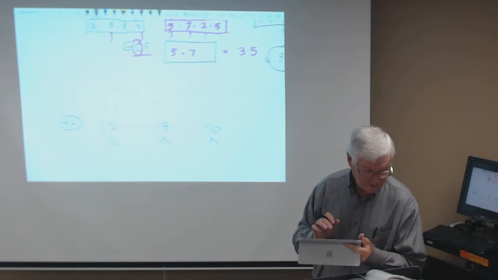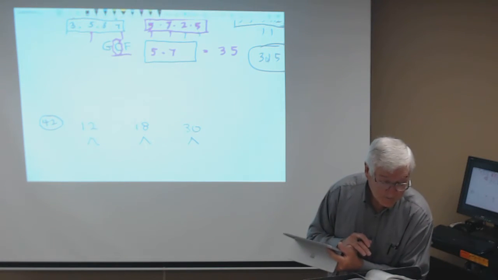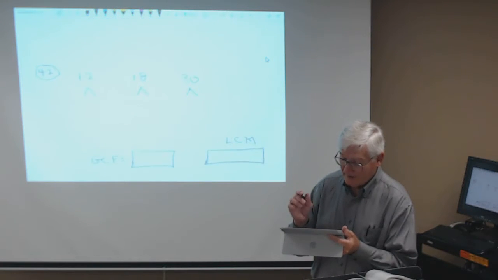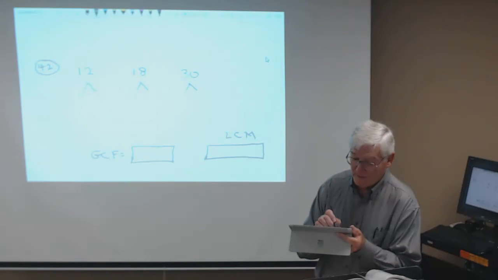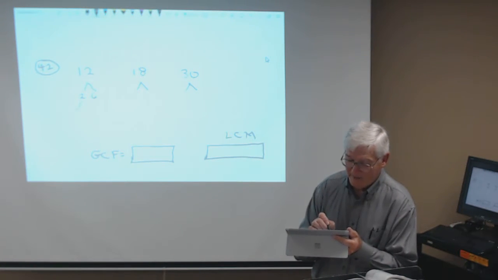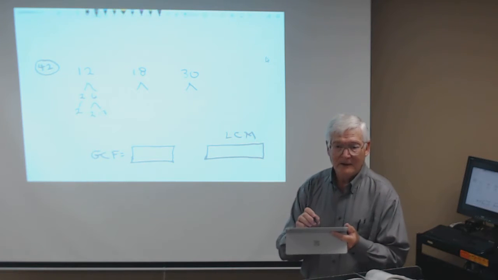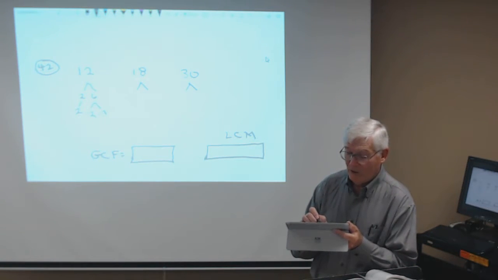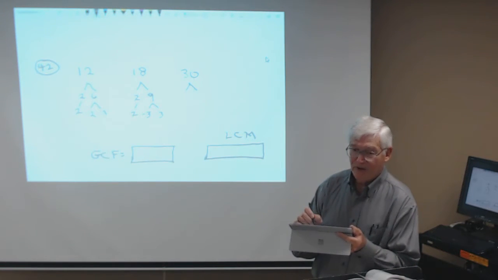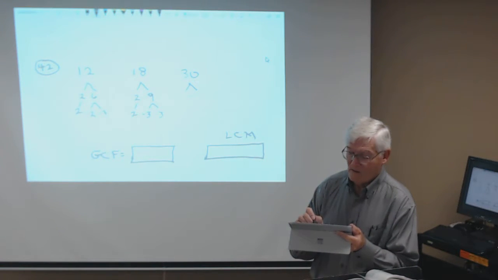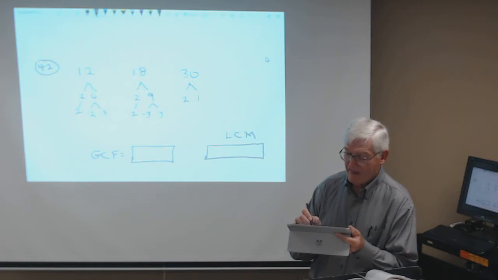Okay, let's go back over here to problem 42. 12, 18, and 30. Okay, let's do, for 12, what would that be? 2 times 6, and then bring the 2 down, and what would happen to the 6? 2 times 3. 18, tell me where to start. 2 times 9. See, whoever speaks first, that's the way you do it. Then 2, and what do we do with the 9? 3 times 3. So we have 2 times 3 times 3. And 30? 2 times 15. And come down, you get 2, and 3, and 5.